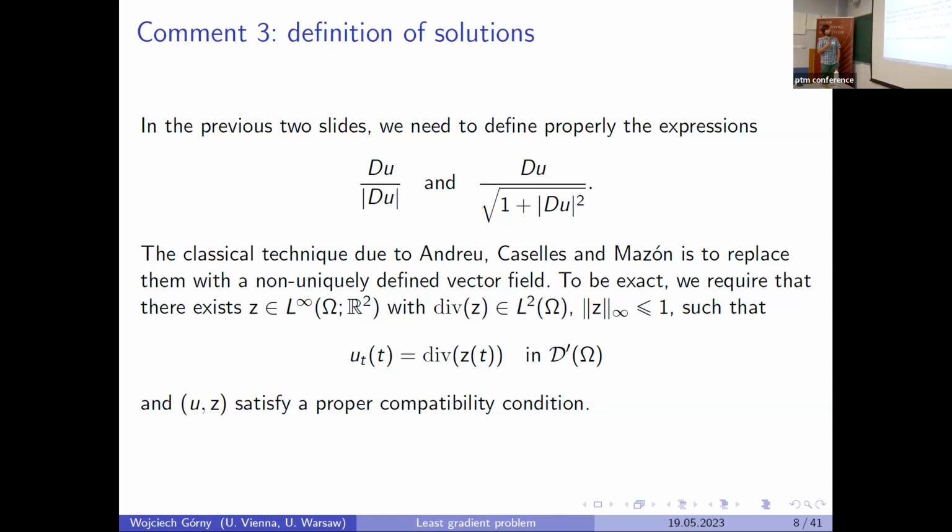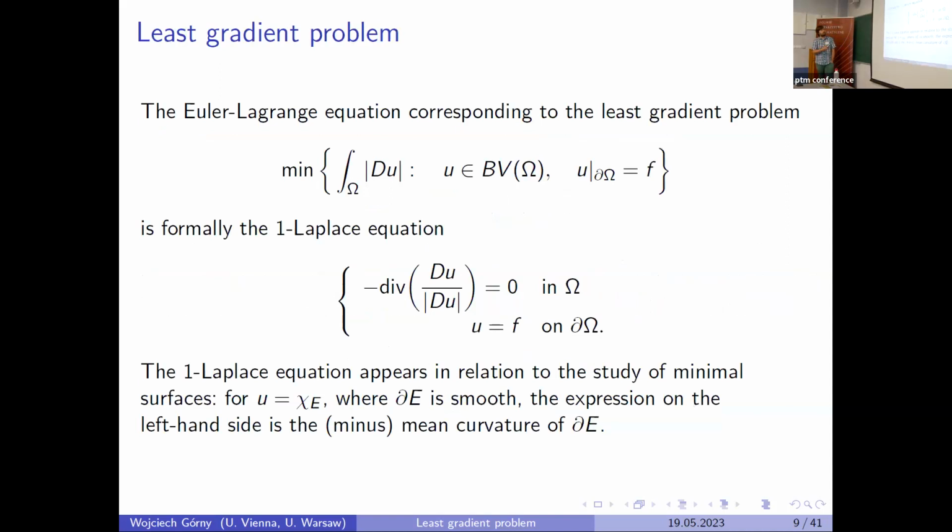So we'll look at two geometric ways to look at the least gradient problem, which is the minimization problem, which is now well defined. In BV, we minimize the total variation of u given some boundary condition. So formally, this is the one-Laplace equation. And this appears in relation to minimal surfaces for the following reason. If u is a characteristic function of a set E which has smooth boundary, one can compute exactly what this is, and this is the minus mean curvature of E. So whenever this disappears, this means that the boundary of E is a minimal surface.